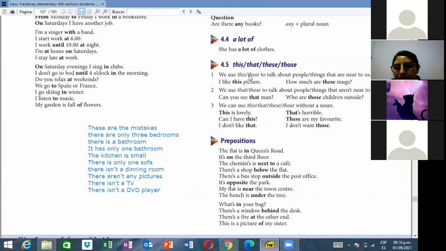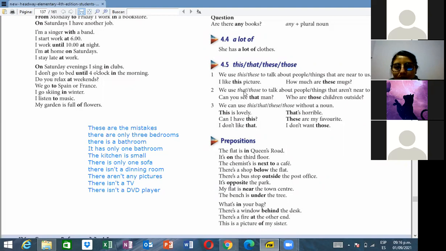De lo que está cerca, ¿no? This for singular and these for plural. And we use that and those to talk about people or things that aren't near to us. So it's different. That is my door, for example. That is my window, ¿no? Lo que está alejado. Ahora aquí no hay mucha confusión, sí, porque es distinto. Those are my windows, for example, ¿no? Aquí sí no hay a dónde perderse, pero aquí en la pronunciación es especial, chicos. Van a tener un poquito de cuidado ahí, ¿sí?